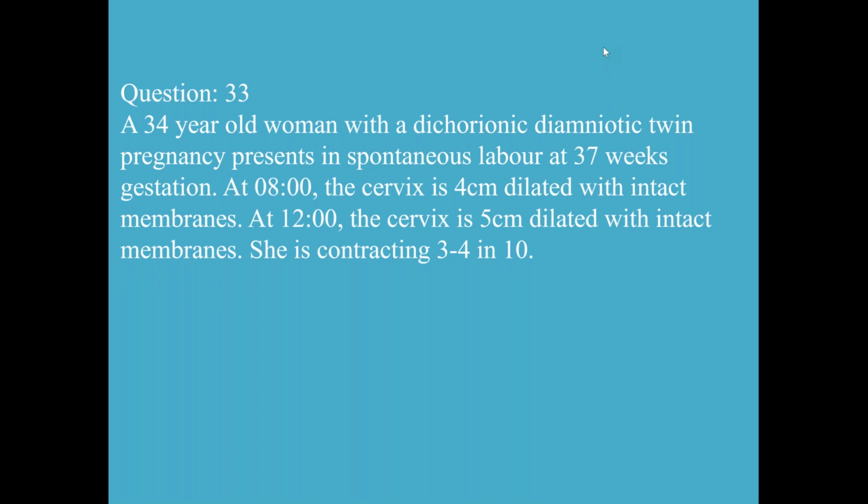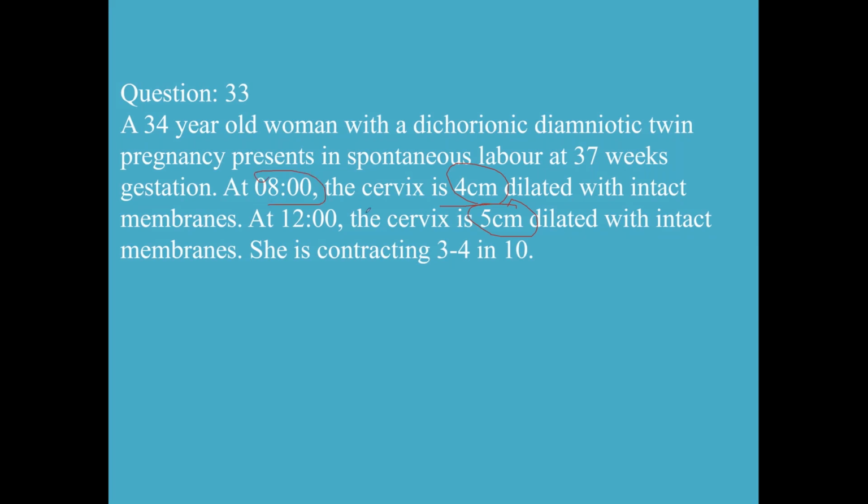Okay, then I'll start the next question. I'll read the next question. Question number 33. A 34-year-old woman with a dichorionic diamniotic twin pregnancy presents in spontaneous labor at 37 weeks gestation. At 8 a.m., the cervix is 4 centimeters dilated with intact membranes. At 12 o'clock, the cervix is 5 centimeters dilated with intact membranes. She is contracting 3 to 4 contractions in 10 minutes.